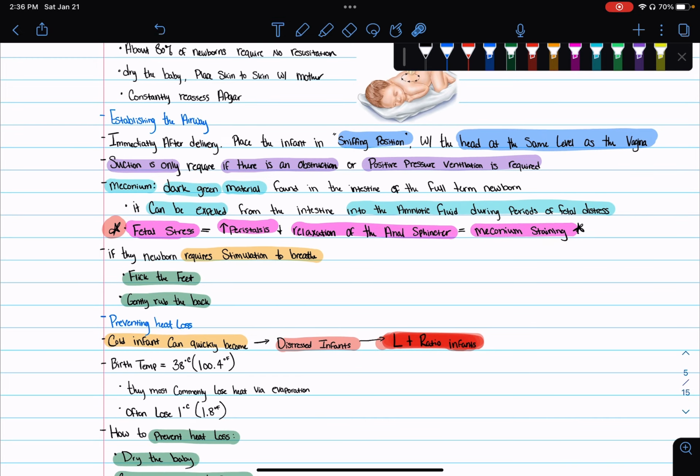Ensure establishing our airway here immediately after delivery. So we get the double.